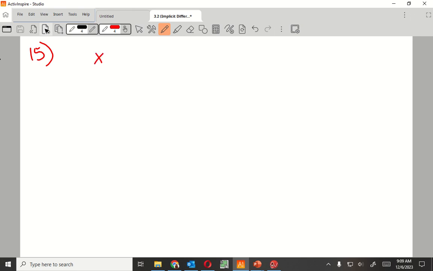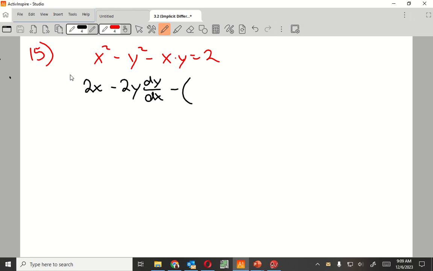X squared minus y squared minus xy equals 2. Okay, so this is a good one. It's actually got a couple different things, and it has a product rule in here. So let's go ahead, item by item. This is going to give me 2x minus 2y, and I'm taking the derivative of something that's not x, so that's going to be my dy dx minus, now over here, that's a product rule. So that's a product rule.